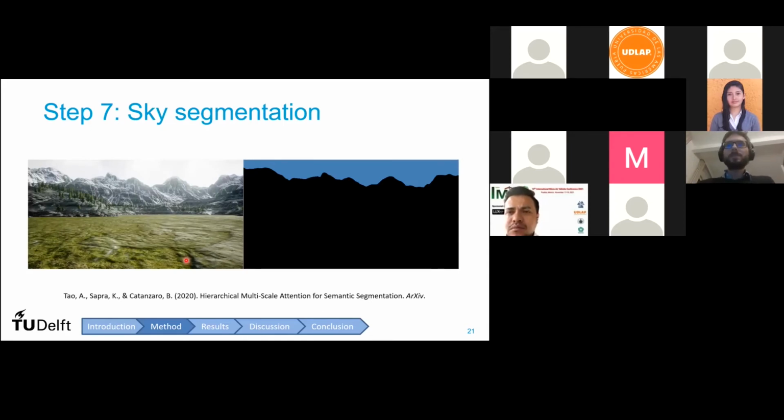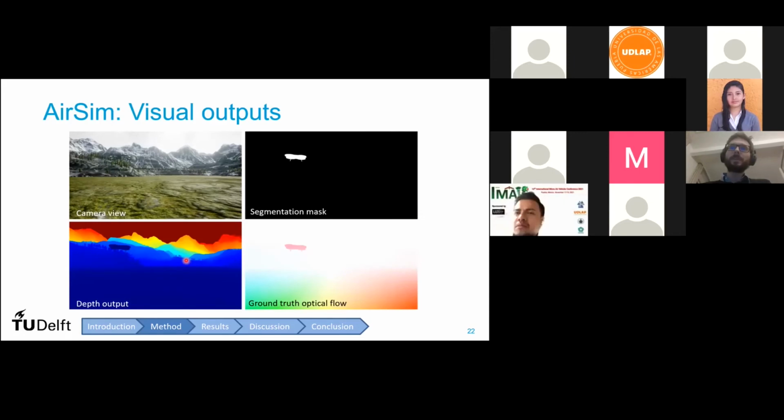Now, in step 7, we do sky segmentation. We use a deep neural network for this made by Tao et al., which works really well. Now, what is our setup? We use AirSim. It's a simulator based on Unreal. We have camera view. We have depth outputs that we only use to determine ground truth optical flow. And we have a segmentation mask because we know where the drone is. It's here. It's actually hard to see in the image, I would say, in a still image. And so it illustrates why optical flow might be actually a good idea.